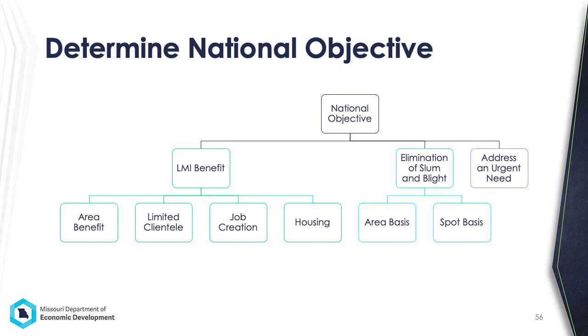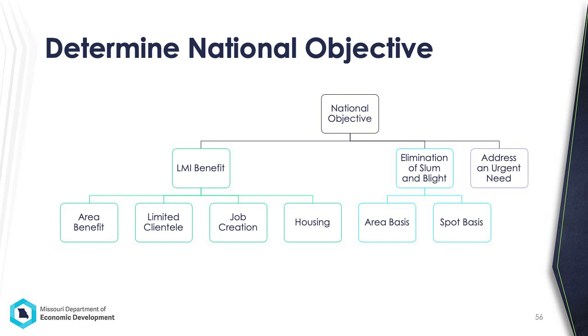First, we have low to moderate income benefit. An LMI person is a person whose household income is below 80% of the area median income for their county. When considering the LMI national objective, at least 51% of beneficiaries must fall into the LMI range. We have 4 subcategories within the LMI benefit national objective that we'll discuss in more detail. They include area benefit, limited clientele, job creation, and housing.